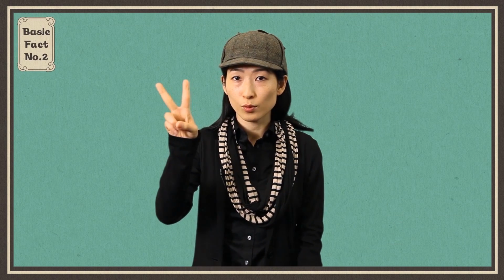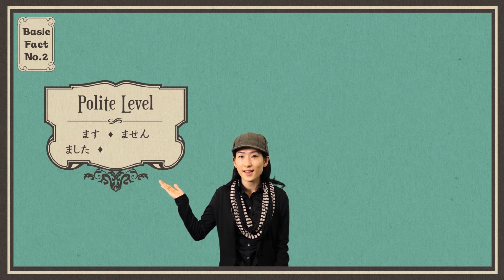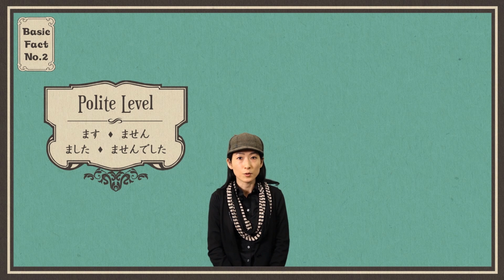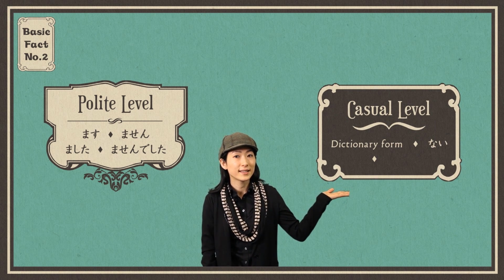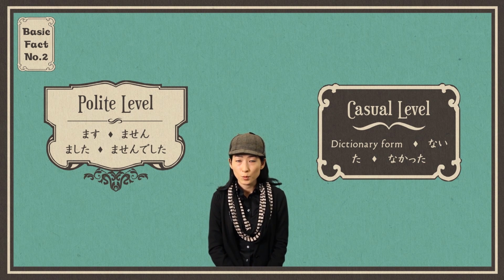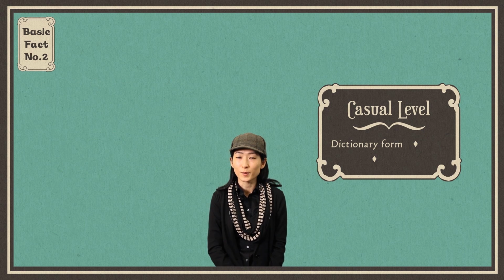Basic fact 2. Politeness level determines the speech. If you're speaking Japanese in the polite level, you will use the masu form. Masu, masen, mashita, masendeshita. If you're speaking Japanese in the casual level, you will use the plain form. Dictionary form, ない、た、なかった. For the purpose of this video, we'll focus on the most basic form of the verb, which is the dictionary form, because it's the easiest to identify.